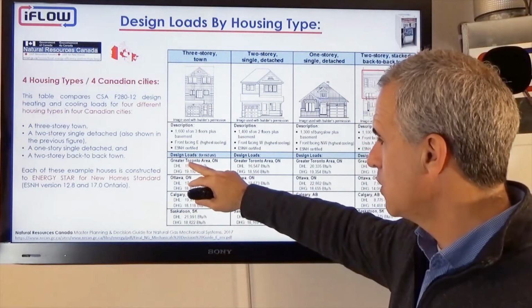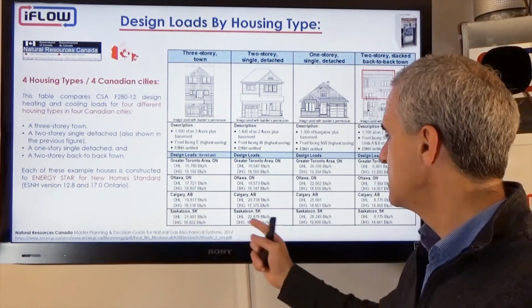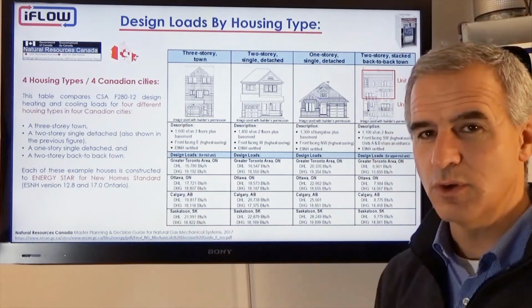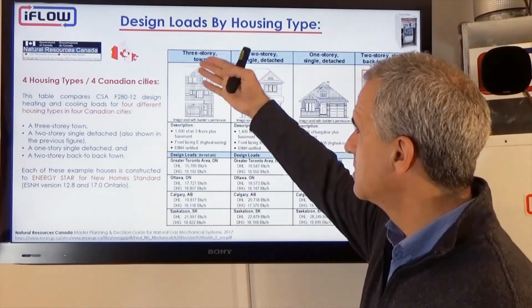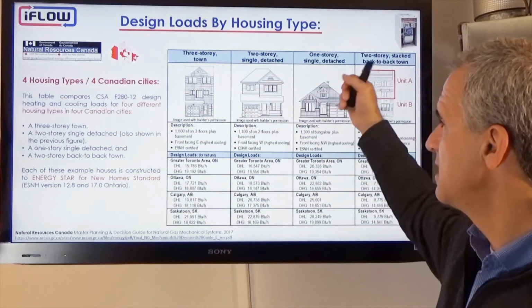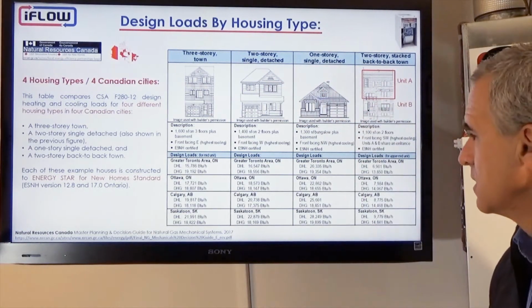We're looking at Toronto, Ottawa, Calgary, and this time Saskatoon, not Regina, but Saskatoon is 3 hours north of Regina, so this would be even a little bit colder. We've got a 3-story town, we have 2-story single detached, and then 2 back-to-back stacked towns.